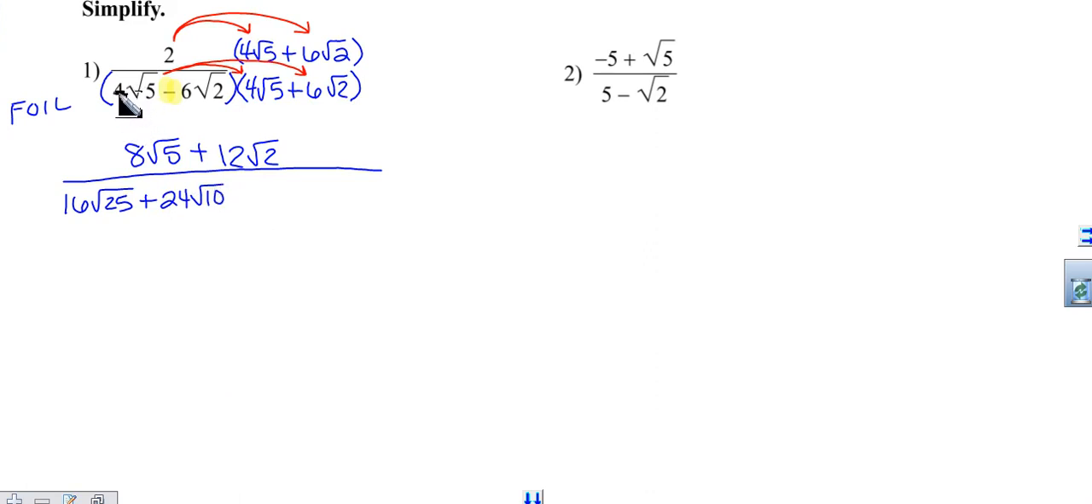Now that I have distributed the first term, I'm going to go back and take the second term, negative 6 square root of 2, and do that same thing, distribute it to both terms in the second parentheses. That will give me negative 24 square root of 10 and negative 36 square root of 4.